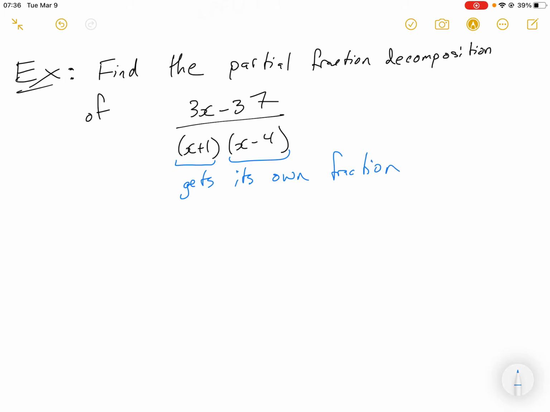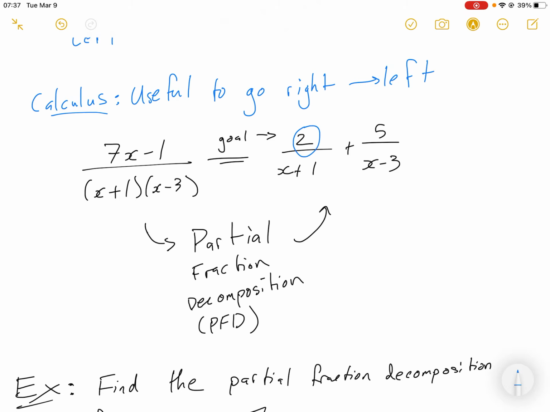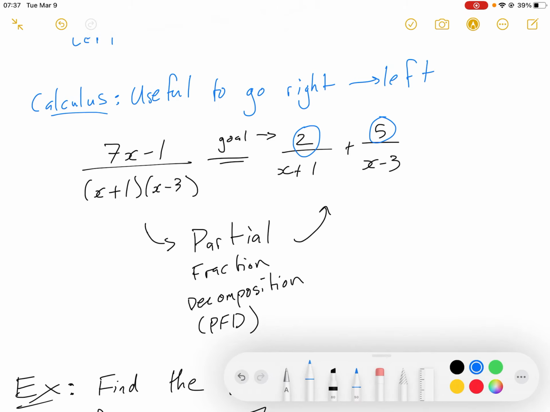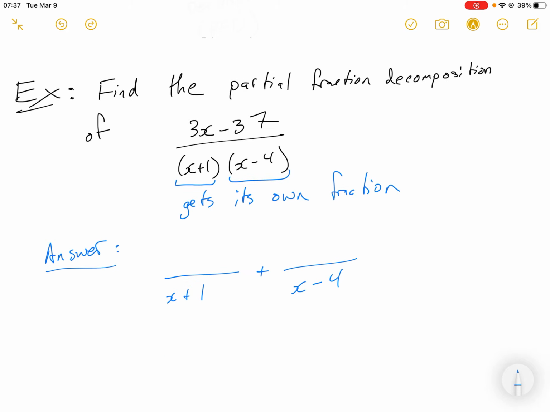So we start off by saying, I know that the answer is going to have this format. It's going to be something over x plus 1 plus something over x minus 4. Now I don't know what those somethings are, but I do know that they're going to be numbers. So up here you'll see that we have just single numbers, 2 and 5. So let's just pick letters to be those numbers. Now usually, for whatever reason, capital letters are used here. Capital A and capital B. If we had more, we'd just keep going C, D, etc.